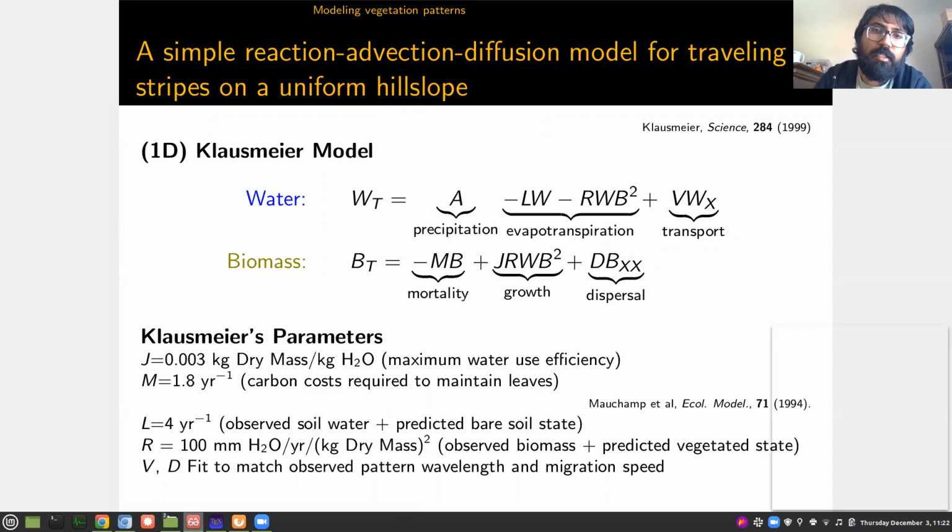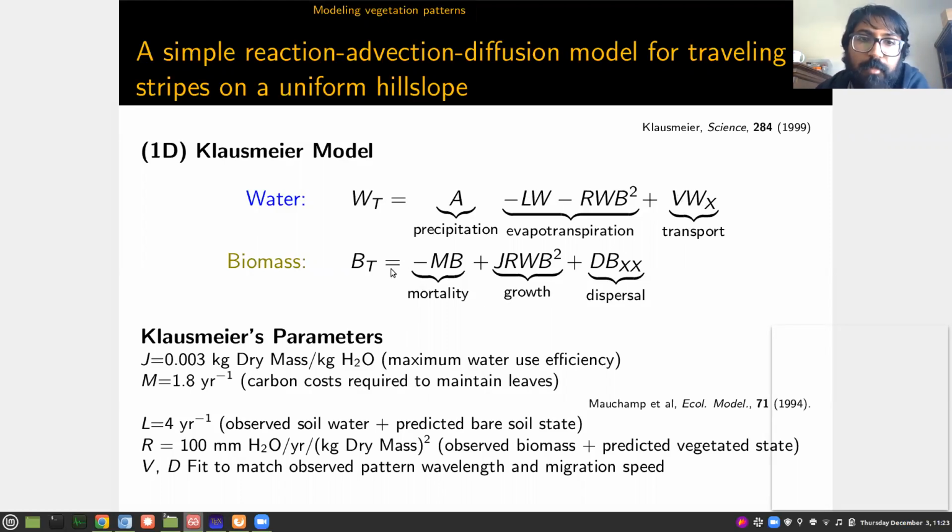Okay, and so to get into more details of really the simplest model of this form, again, we're going to have these two fields, and we're going to consider the dynamics as a pair of reaction-advection-diffusion equations. So the water field has these terms in it. The dynamics are described by these processes: precipitation, evaporation, transpiration, and transport. And in this model, we're going to assume that the pattern is appearing on a uniformly sloped hill. So that says that the water is getting advected downhill at a uniform speed. Okay, so in this model, this V is a constant.